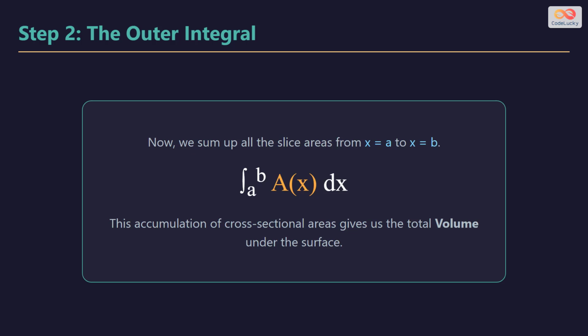Once we have the expression for the area of a generic slice, we move to the second step, the outer integral. We now integrate this area function from x equals a to x equals b. This effectively sums up all the infinitely thin slices to give us the total volume under the surface.